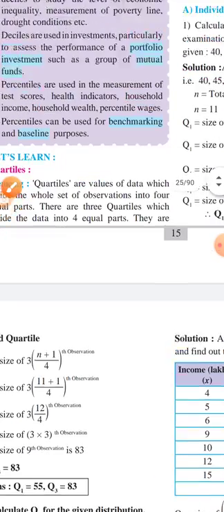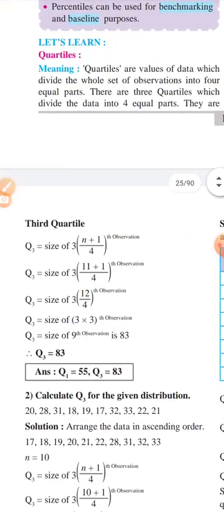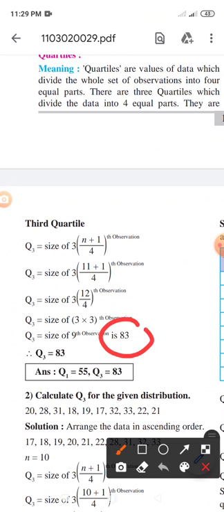And here our answer is 83. So Q1 is equal to 55, Q3 is equal to 83. So simple for calculation.